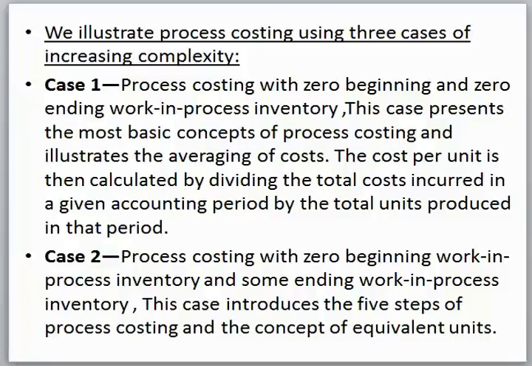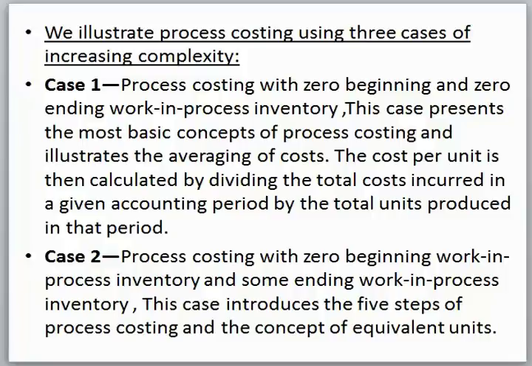So, case number 1 presents the basic concept of process costing, with zero beginning work in process and also zero ending work in process. We calculate the cost per unit by dividing total cost incurred in a specified period by the total units produced in that period.